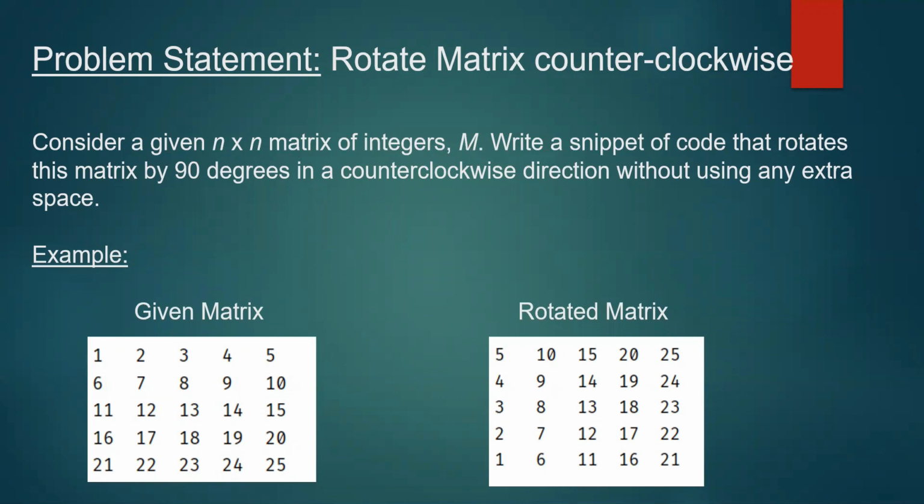We should do this within the given matrix. We should not create or declare any new matrix. So that's the challenge. And here we can see an example to understand what it means by rotating the matrix 90 degrees in the counterclockwise direction. So we have a 5 by 5 matrix here.